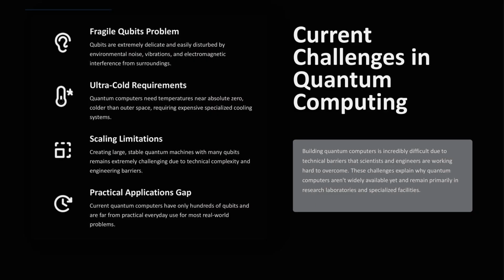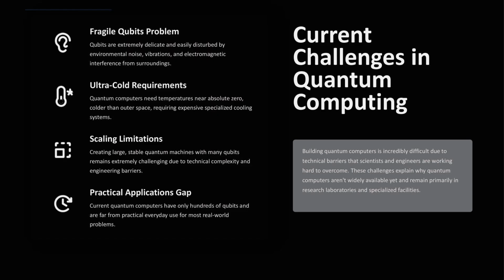These challenges represent the current reality of quantum computing development. The fragility of qubits means they lose their quantum properties very quickly when disturbed by heat, vibrations, or electromagnetic fields. The temperature requirements are extreme. We're talking about temperatures hundreds of times colder than outer space.